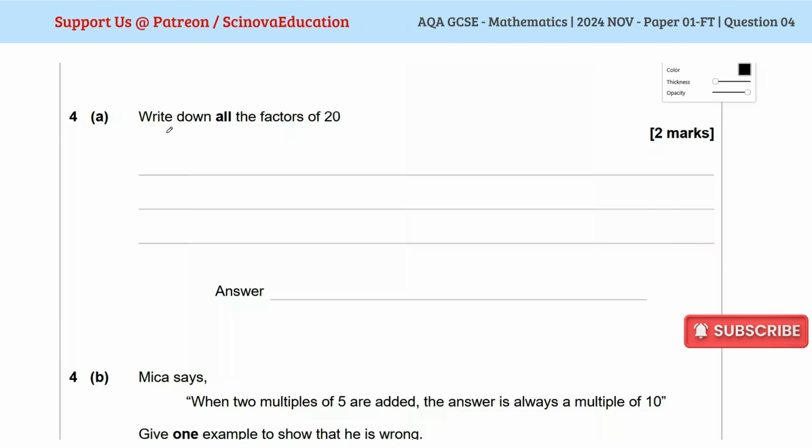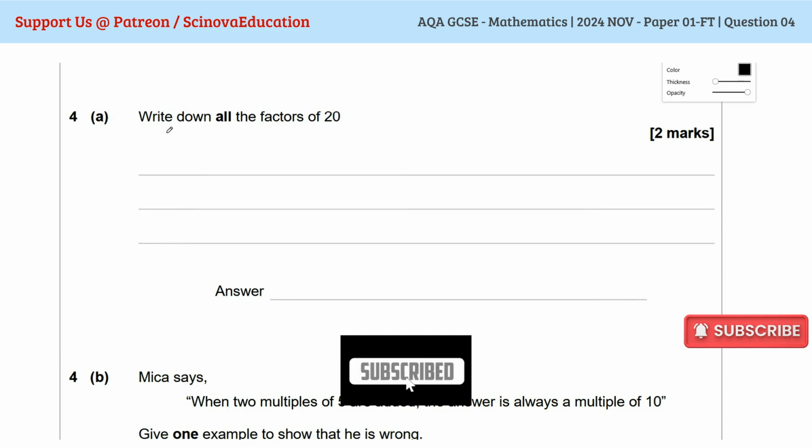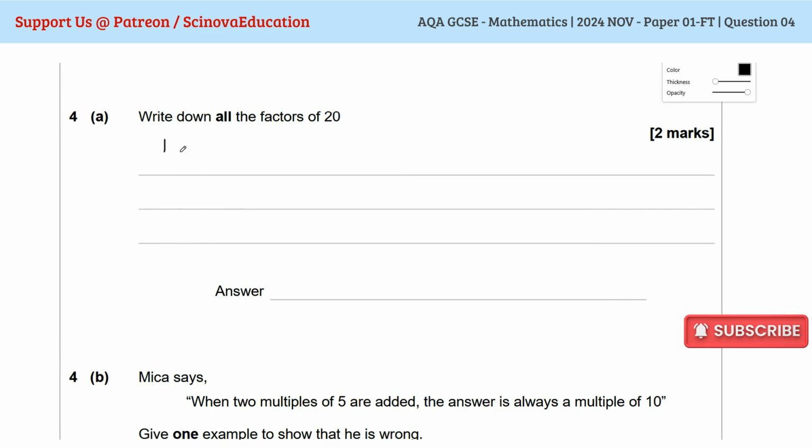Question 4, Part A. Write down all the factors of 20. In order to find out the factors of 20, you have to identify the numbers starting from 1 to 20, where 20 is divisible, and then we get the numbers as 1, 2.